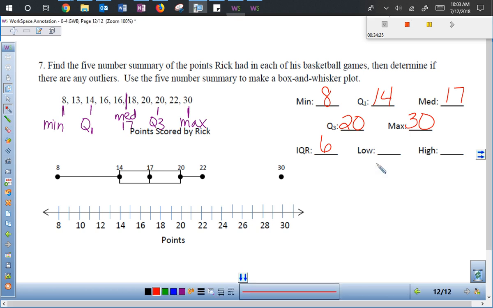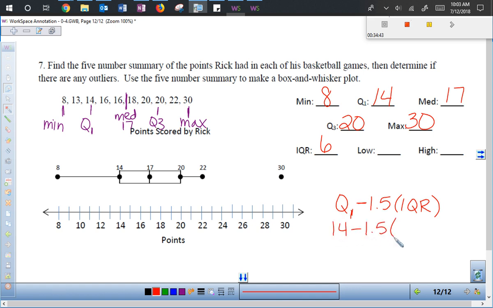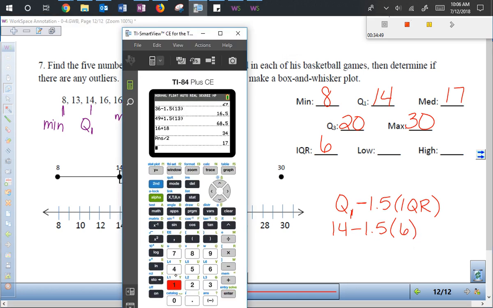Now to find the low outliers, you guys have the box right above it with the formula. It's the first quartile minus 1.5 times the interquartile range. So my first quartile is 14 minus 1.5 times my interquartile range, which is 6. And we can put that whole thing into our calculator. So 14 minus 1.5 times 6, and that gives me a low outlier of 5.